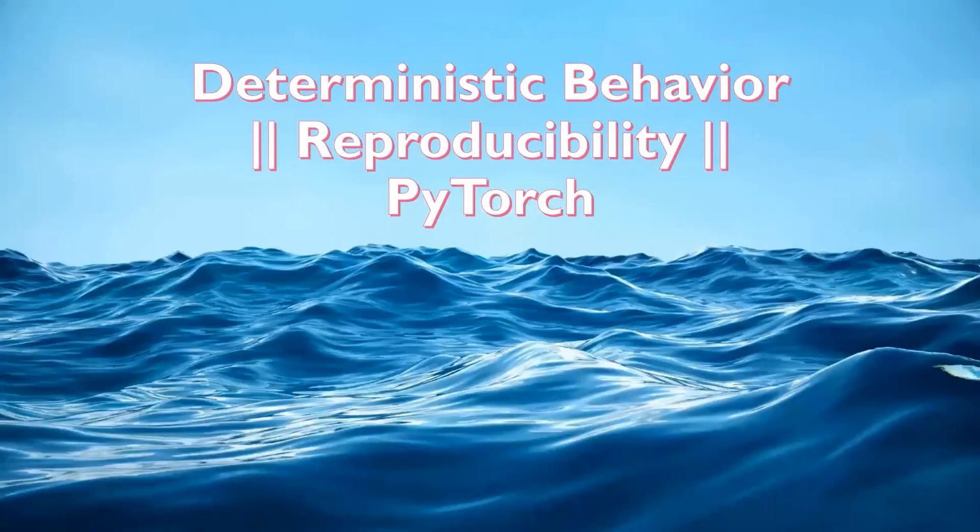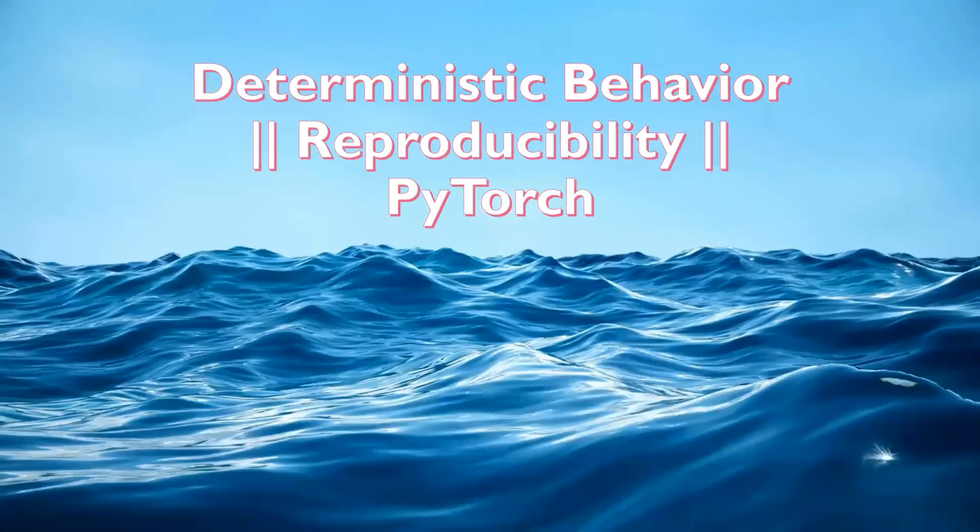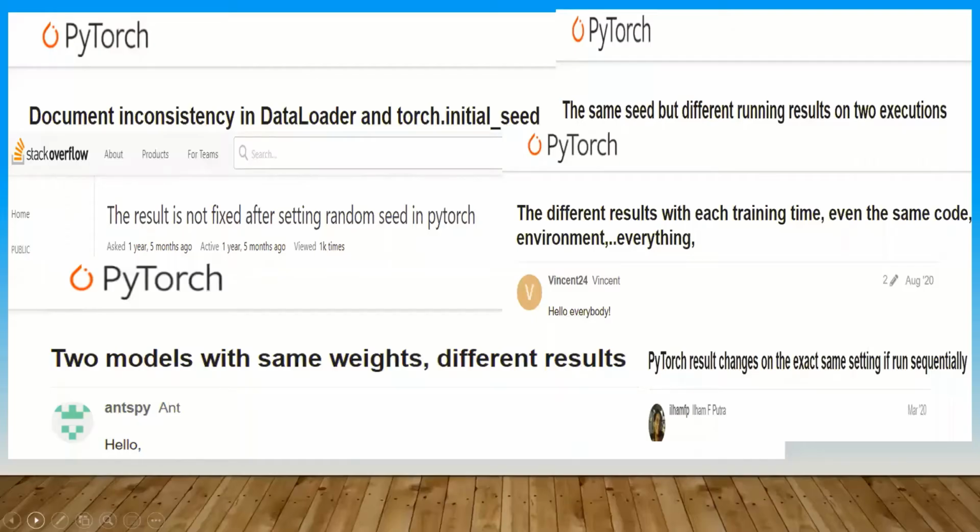And how do you know about that? If you go to the PyTorch discussion platform, you will see a lot of questions similar to the ones you see on my screen: the same seed but different running results on two executions, documentation inconsistency in DataLoader and torch initial seed, two models with the same weights but different results, and many more similar ones. All of these are telling us that I want to get my base result fixed every time I run my code if I have not made any change.